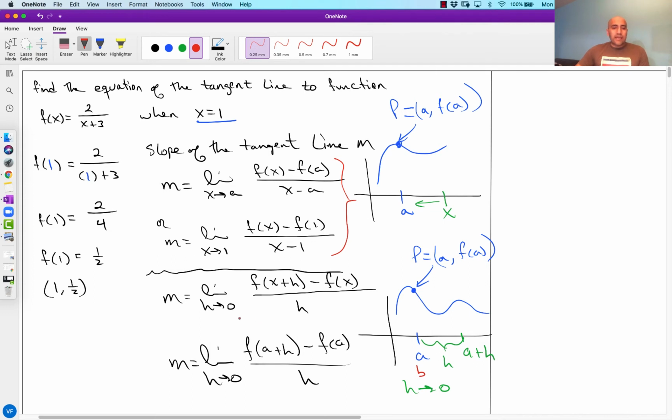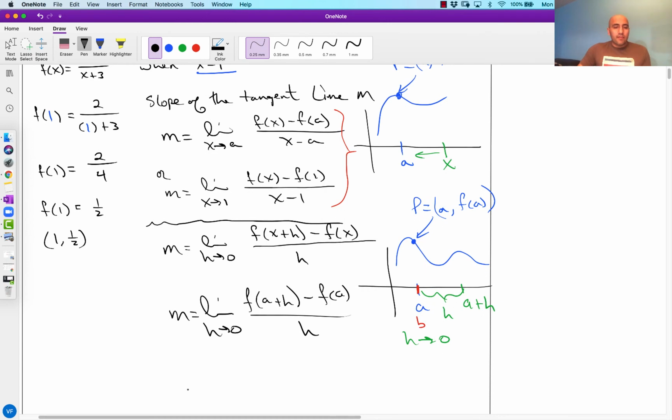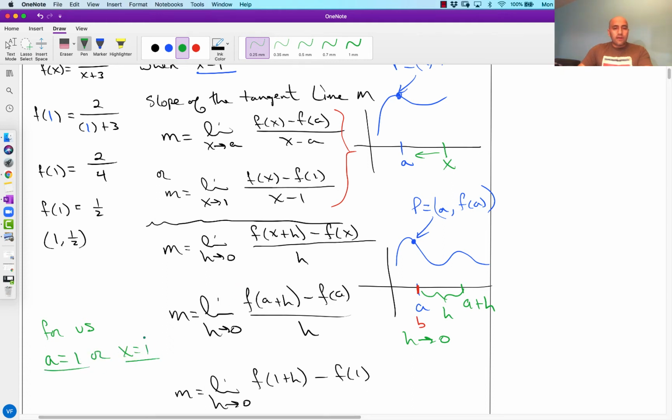So in this particular example, the x is going to be the 1. It's the constant value that we're interested in. So we're going to have that m is equal to the limit as h approaches 0 of f of 1 plus h minus f of 1. In this problem, a is equal to 1, or x is equal to 1, depending on whether you're using that formula or looking at it this way. Either way, this value is 1.